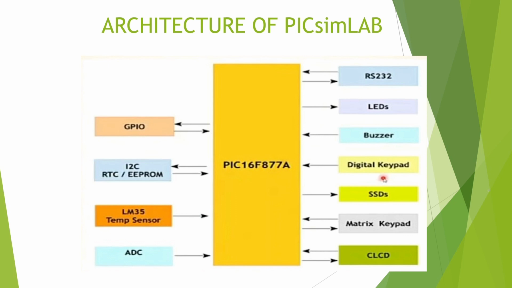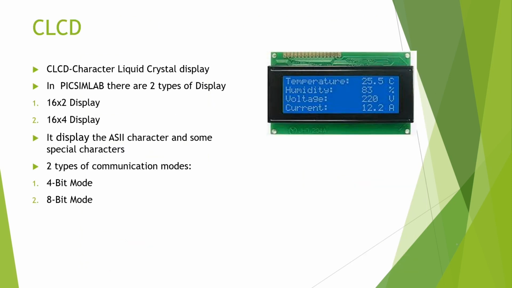CLCD. CLCD means character liquid crystal display. The CLCD is mainly used for displaying the output. In PICsimLab there are two types of displays: 16x2 display and 16x4 display. It displays all ASCII characters and some special characters. There are two types of communication modes: 4-bit mode and 8-bit mode.